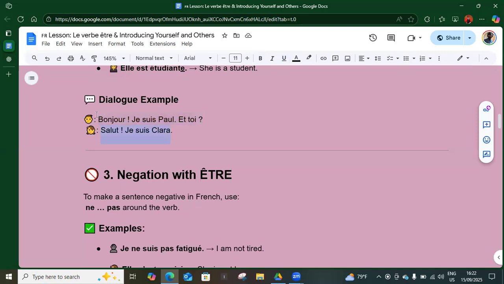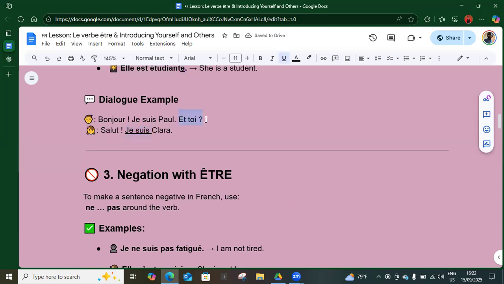Perfect. Now let's change role. You will be the boy and I will be the girl. Let's begin. Salut, je suis Clara. Take note that je suis means I am.